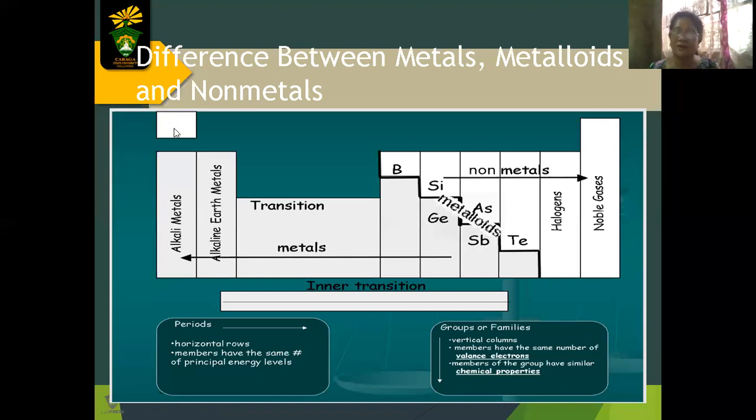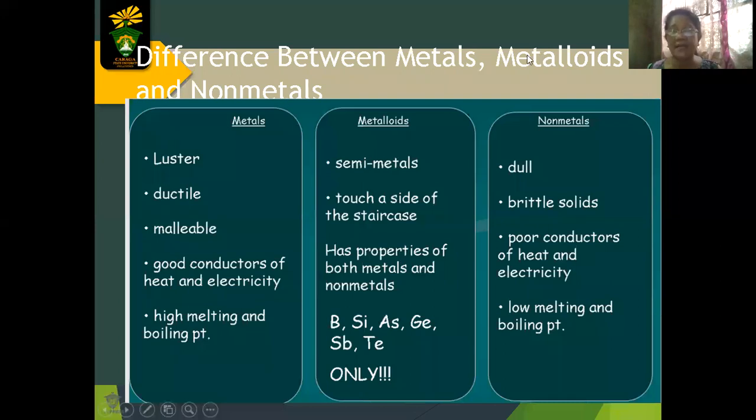Let us now differentiate the characteristics of metals, metalloids, and non-metals. Under metals, they have luster, meaning shiny. They are ductile. They are malleable, meaning they can be turned into sheets. They are good conductors of heat and electricity. That is why most of our electrical wirings are made of metals, and they have a high melting and boiling point.